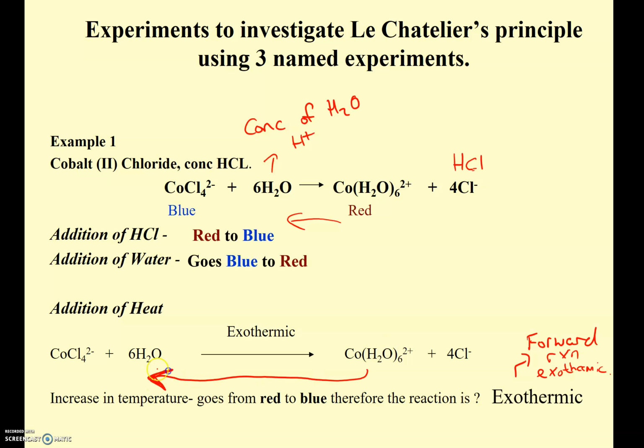If you increase the temperature and your yield increases, or it goes from red to blue, so you're producing more of this side of your equation, that means it's an endothermic reaction. Your yield increases when you increase the temperature in an endothermic reaction. When you increase the temperature for an exothermic reaction, your yield decreases. So your forward reaction here is exothermic, and your backwards reaction is endothermic.